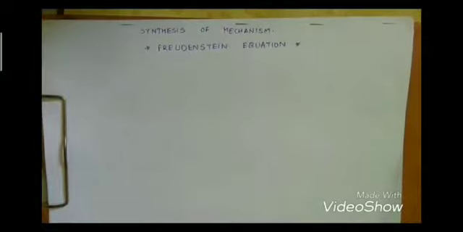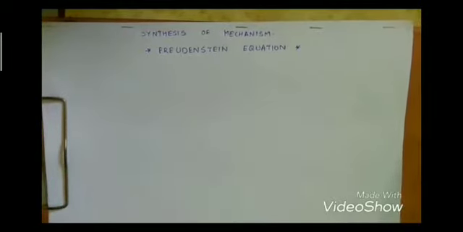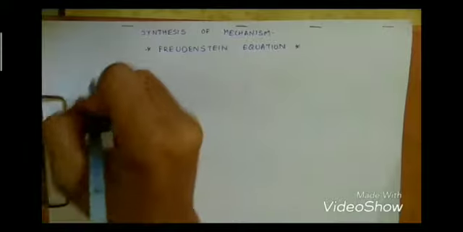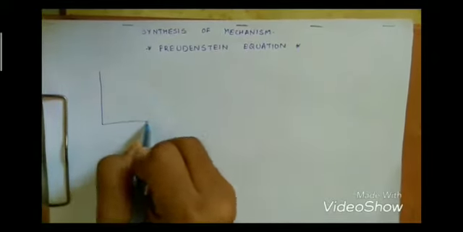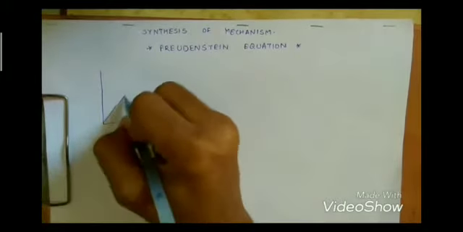We'll be studying Freudenstein's equation for synthesis of mechanism. Let's start with the diagram. We'll consider a 4-bar mechanism as usual for example purpose.